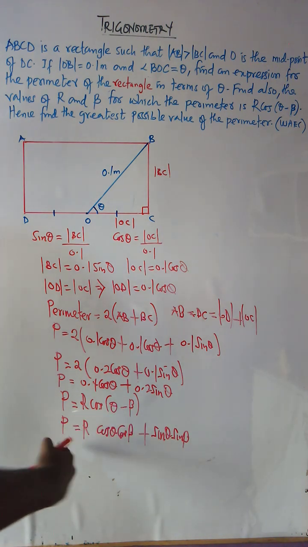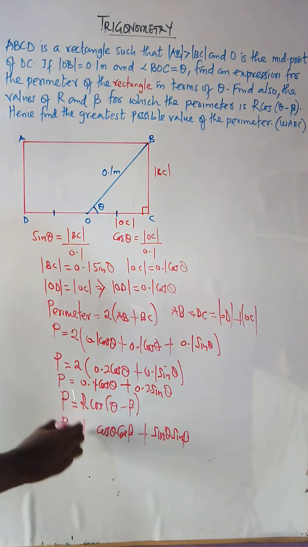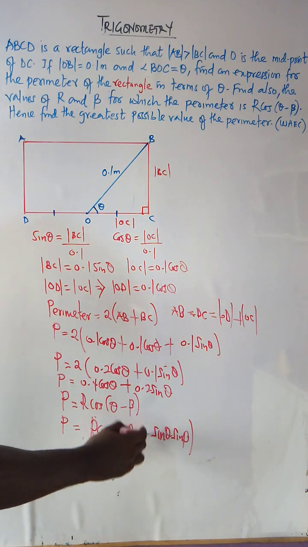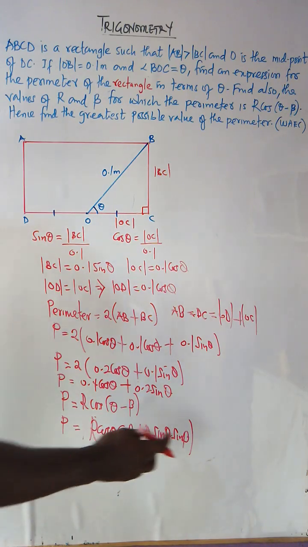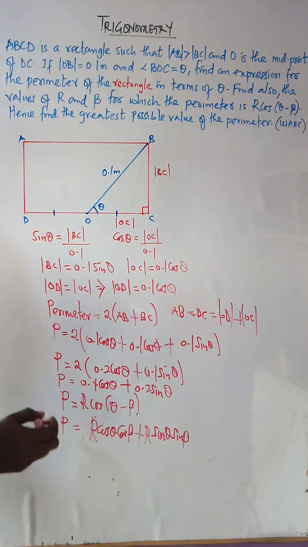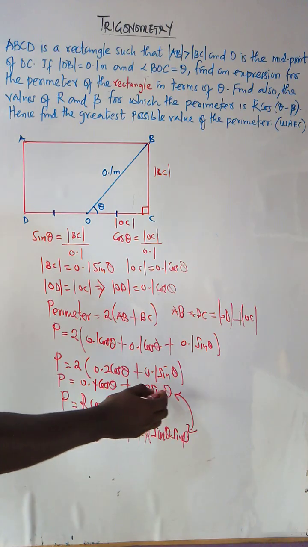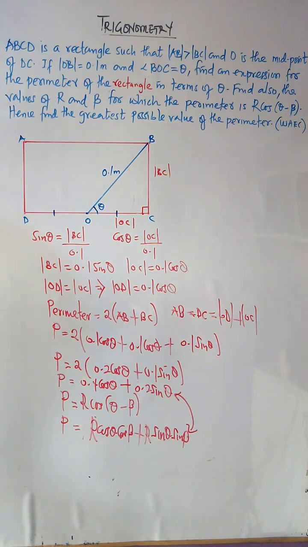Then this R is common. So if you expand, the R will affect it. So there will be R here, and there will be R here. According to the question, these two have to be the same, because this is the perimeter we got, and this is the perimeter we are given indirectly.